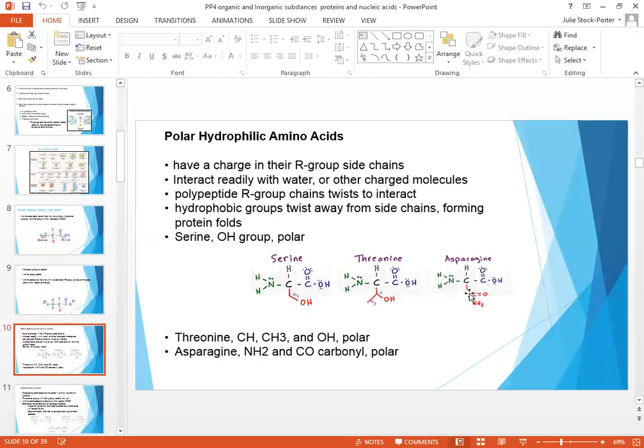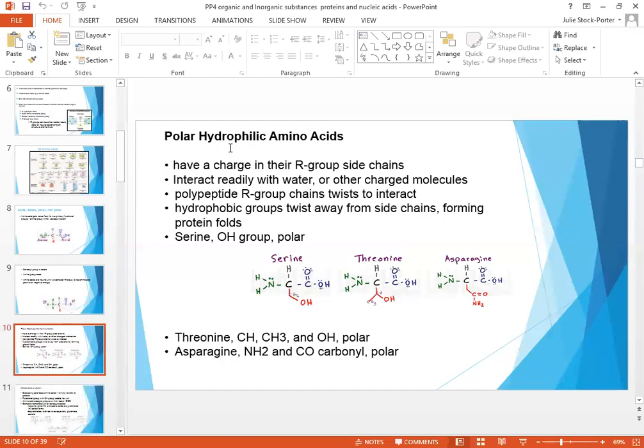Okay, so what is this saying? You don't have to memorize all this. What I want you to do is try to understand it. You do have to know that we have polar hydrophilic amino acids and what that means. It means it's charged, unevenly charged, and it likes water. Why is this important? It's important to understand these next couple of slides because that tells us how it's going to behave and how it's going to twist and turn and fold.